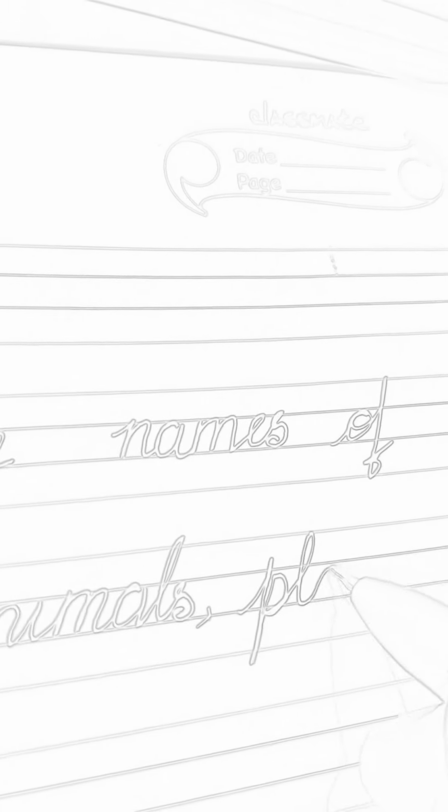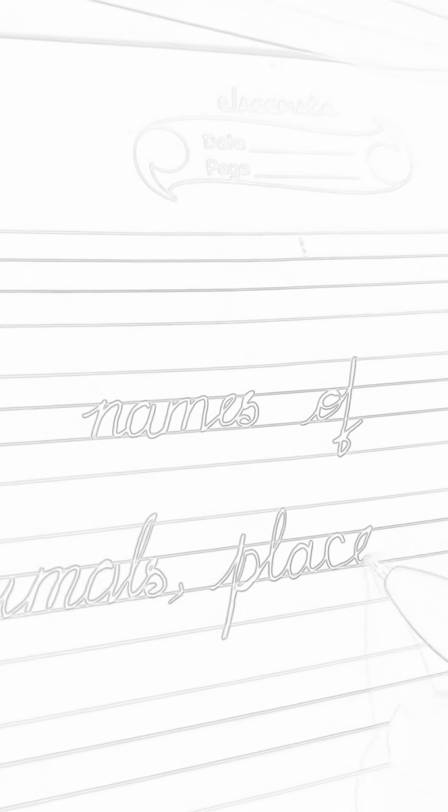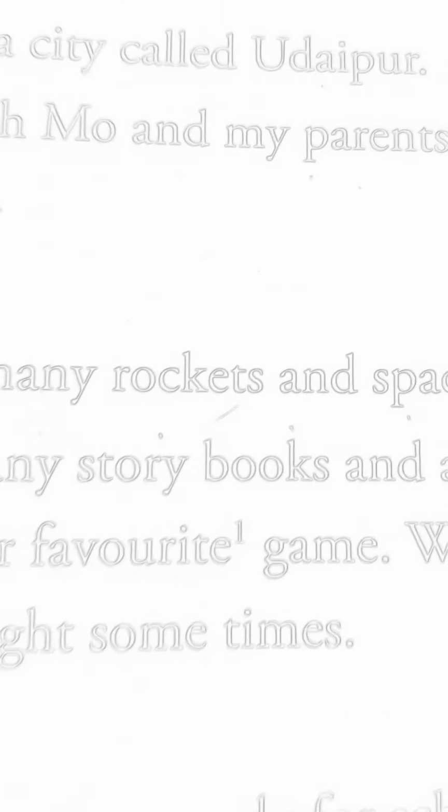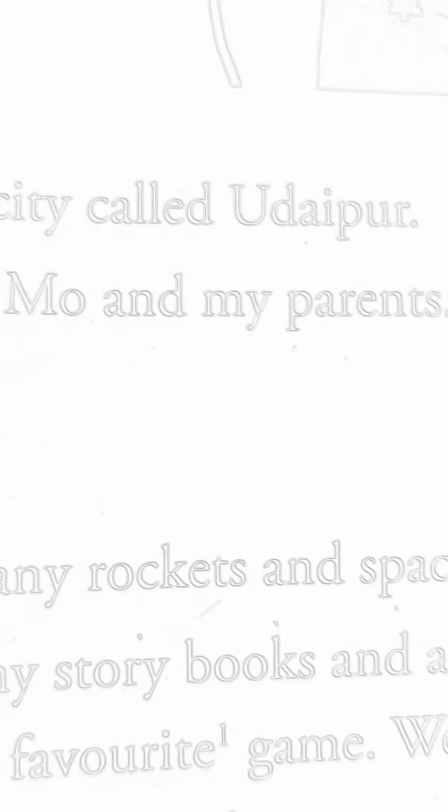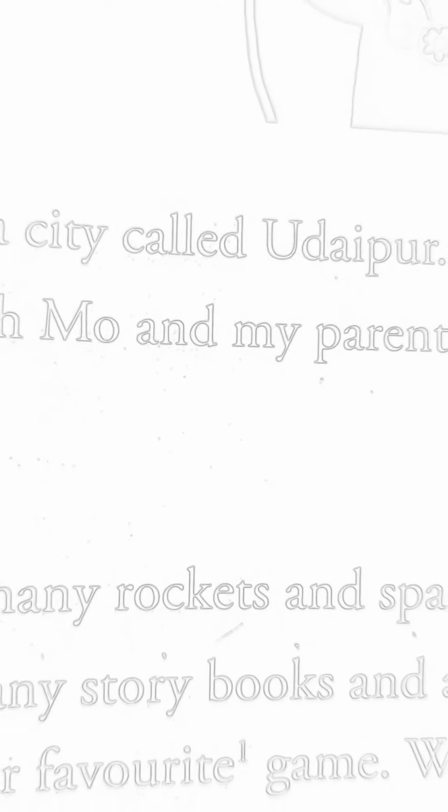Names of persons, animals, places, P-L-A-C-E-S, comma. What are places? In our lesson about Mia and Mo, we learnt about Udaipur. Yes, they stayed in a city called Udaipur. So, city is the name of a place.